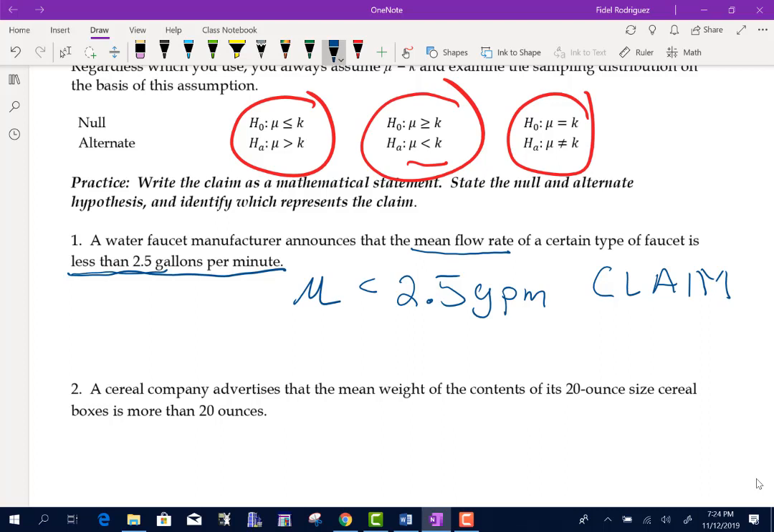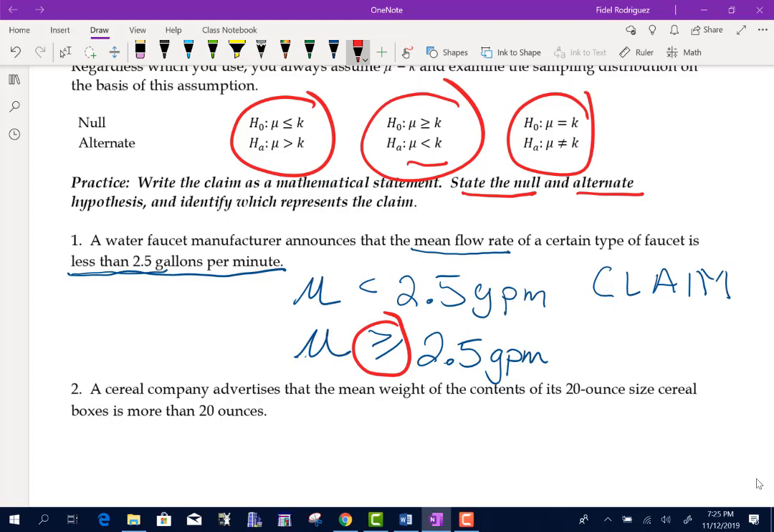All right. So the complement of that, what is the opposite of saying something is less than 2.5? It's not only greater than, guys, but greater than or equal to, right? 2.5 gallons per minute. Okay, so we got that part now. Now there's only one other part we got to figure out. The other part says which one is going to be the null and which one's going to be the alternate. Guys, the null will always have the one that has the equal to part. Okay, and the little symbol that we use for the null hypothesis is H0. Okay, so this is my H0.